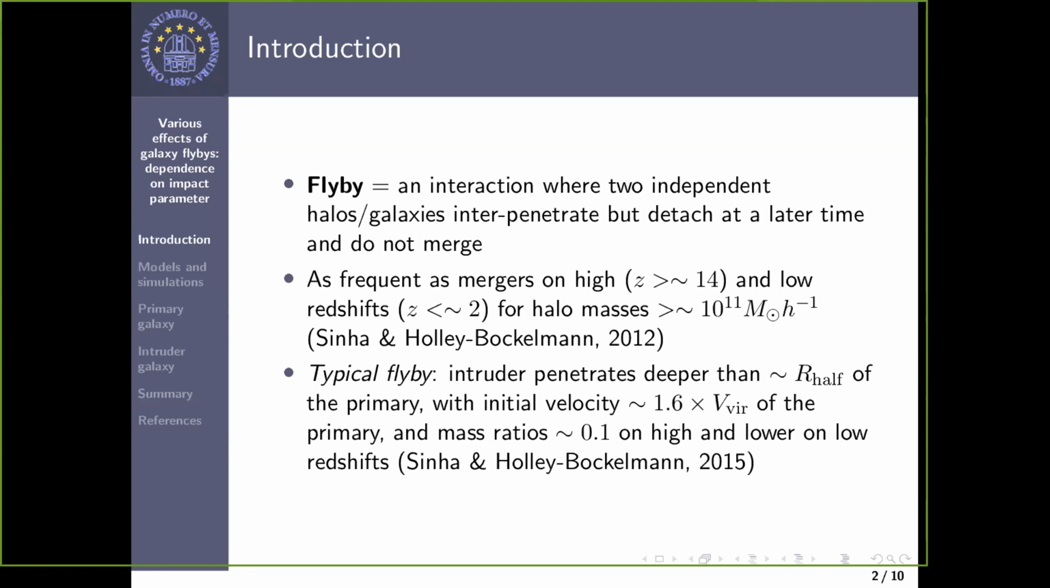So what's a typical flyby? In a typical flyby, the intruder galaxy penetrates deeper than the half-mass radius of the primary, with an initial velocity of 1.6 times the virial velocity of the primary, and mass ratios of 0.1, or 10 to 1, at high redshifts and slightly lower at lower redshifts.